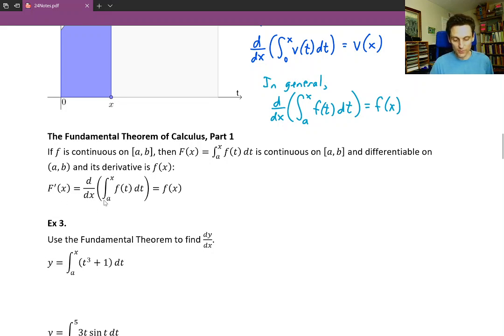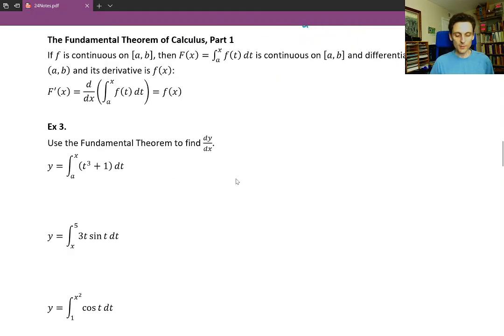So if we took the derivative of that integral, we would get back to little f with an x plugged in. Or you can think again, it's the rate at which this area function is changing is going to be equal to the function values on the right side of that area. Let's see what this looks like in the examples. Let's see what this looks like in action.